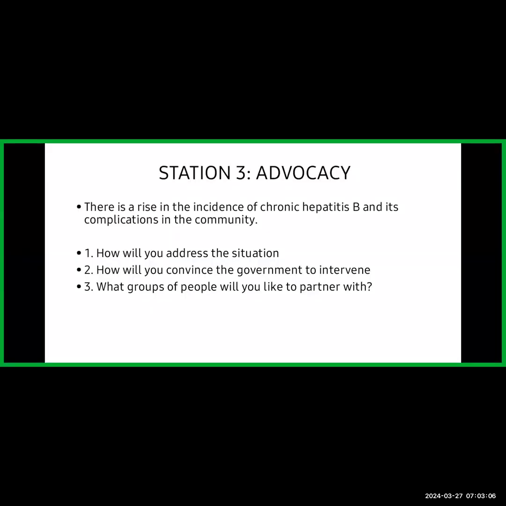Okay. Station 3 is about advocacy. The question reads this: there is a rise in the incidence of chronic hepatitis B and its complications in the community. Question number 1, how will you address the situation? 2, how will you convince the government to intervene? 3, what groups of people would you like to partner with? So looking at the question, it's an advocacy form of question.